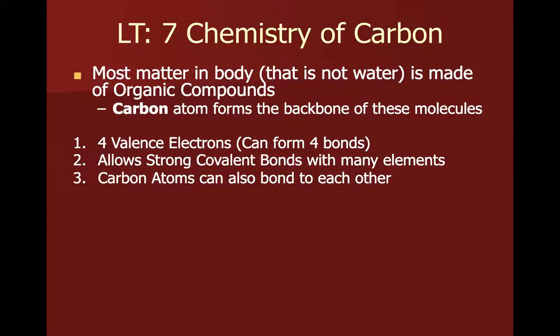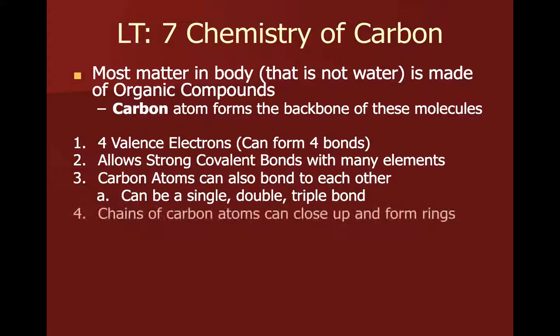Now, carbon atoms can also bond to each other, right? These are known as double bonds, triple bonds, even single bonds. Whenever an atom forms a covalent bond, it's going to be sharing a pair of electrons with another atom. So in a single bond, it's sharing 2 electrons with another atom. In a double bond, it's going to share 4 electrons with another atom. And with a triple bond, it'll share 6 electrons with another atom.